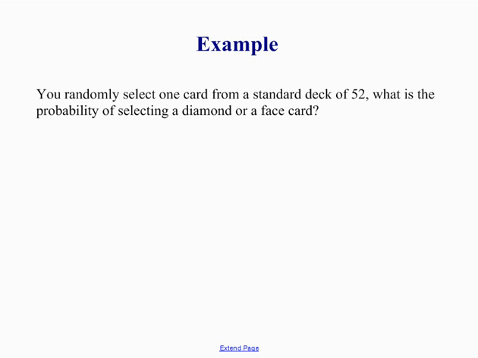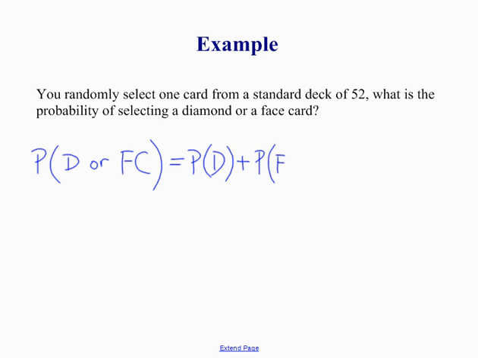You randomly select one card from a standard deck of 52. What is the probability of selecting a diamond or a face card? So we have the probability of selecting a diamond or a face card. Now remember that face cards are jack, queen, or king. So we start with the probability of selecting a diamond, and then we add the probability of selecting a face card, and then we're going to have to subtract the probability of selecting a diamond and a face card, or a diamond that is a face card.